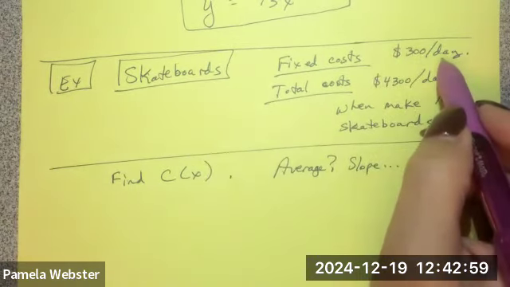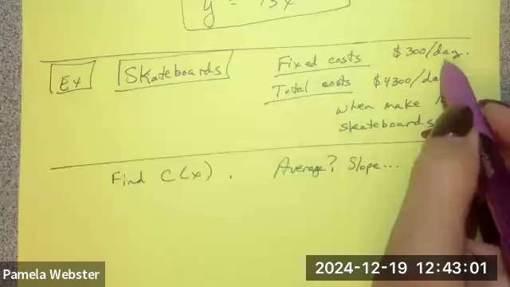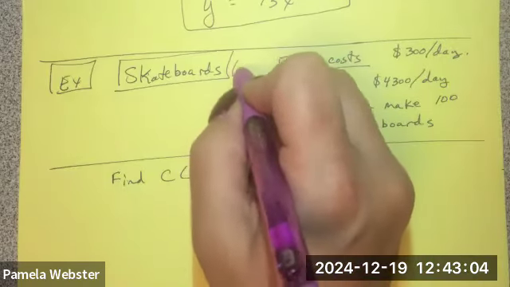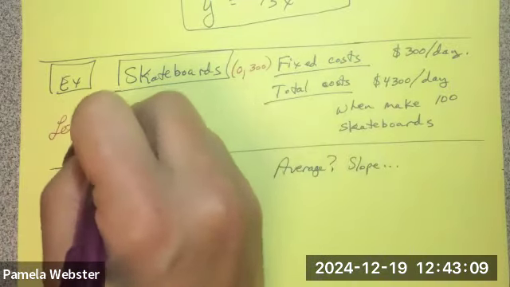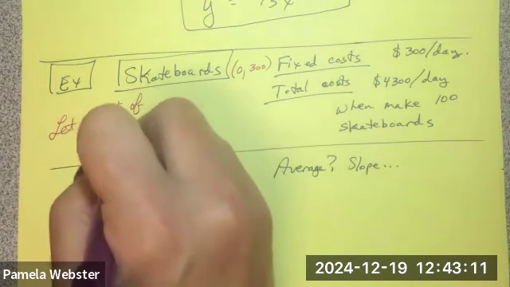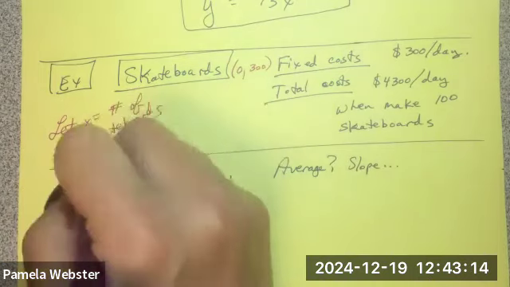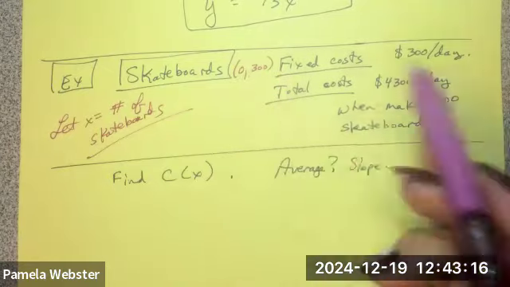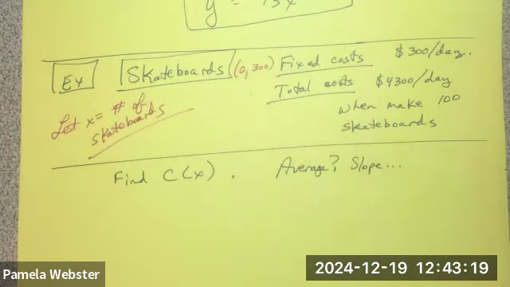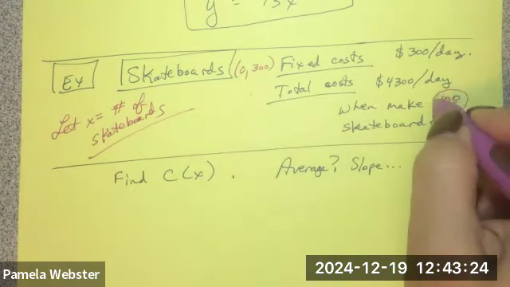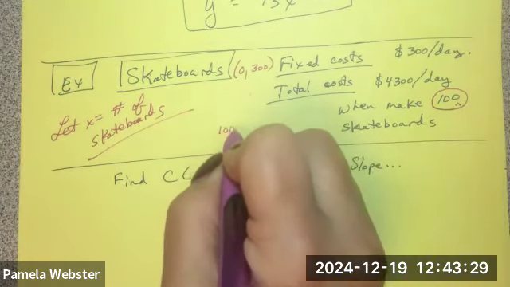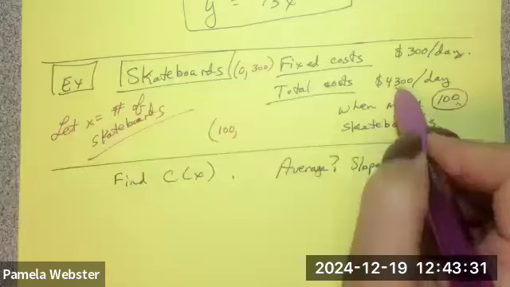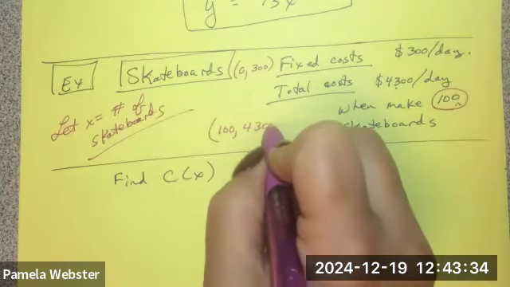So let's look at this for just a minute. Fixed cost is cost of things no matter what. Even if I make no skateboards, it's going to cost me $300 per day. So again, I'm letting x equal the number of skateboards we're producing. If I make none, I still have to pay $300. Maybe that's rent or something like that. But when we made 100, x is 100, our cost was 4,300.